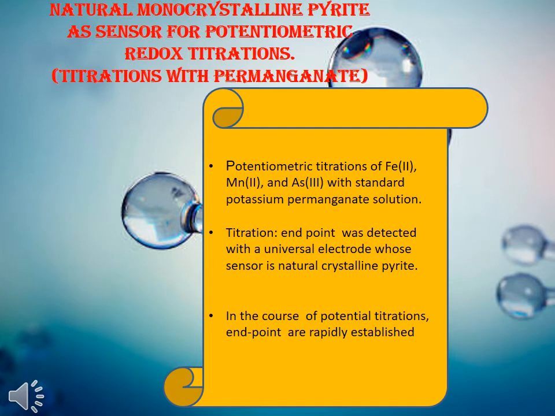So natural monocrystalline pyrite is used as a sensor for potentiometric redox titrations, that are basically titrations with permanganate, and potentiometric titrations of Fe2+, Mn2+ and As3+ with the standard potassium permanganate solution. In the titration the endpoint was detected with a universal electrode whose sensor is natural crystalline pyrite, and the results obtained by using the pyrite electrode were compared with those obtained by application of a platinum electrode, and good agreement, reproducibility and accuracy were obtained.